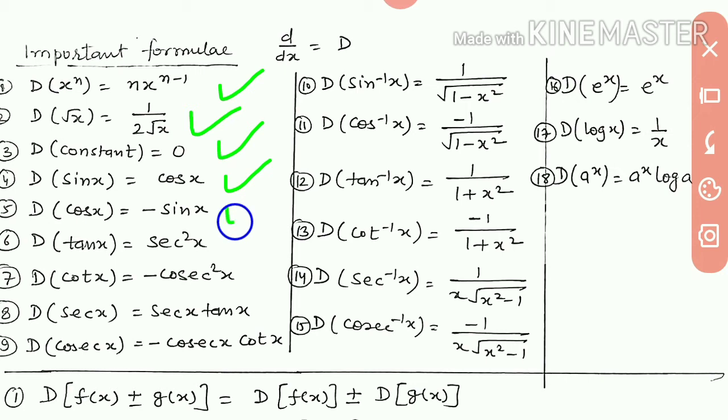Differential of cos x is minus sin x. Differential of tan x is sec square x. Differential of cot x is minus cosec square x. Differential of sec x is sec x tan x, and differential of cosec x is minus cosec x cot x.